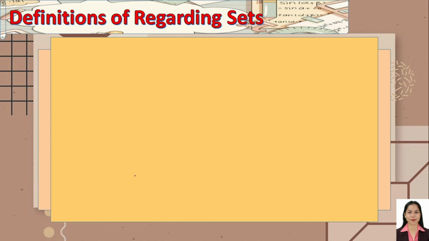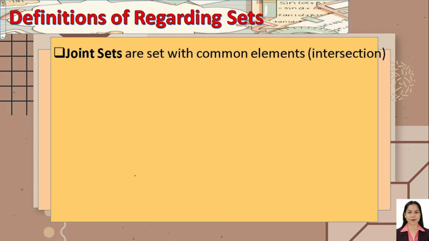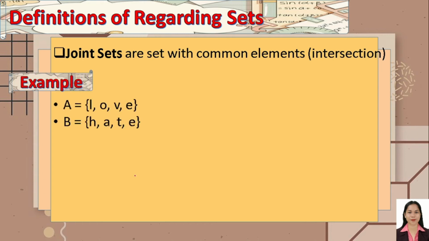Okay? Next. Joint sets are sets with common elements. So, may intersection. Ibig sabihin, pag joint set, may pagkakaparehas. Example, set A is equal to {L, O, V, E} and set B is equal to {H, A, T, E}. So, ano yung common element between A and B? Okay, so we have here E. So, therefore, these sets are joint sets. Kasi meron siyang common elements.